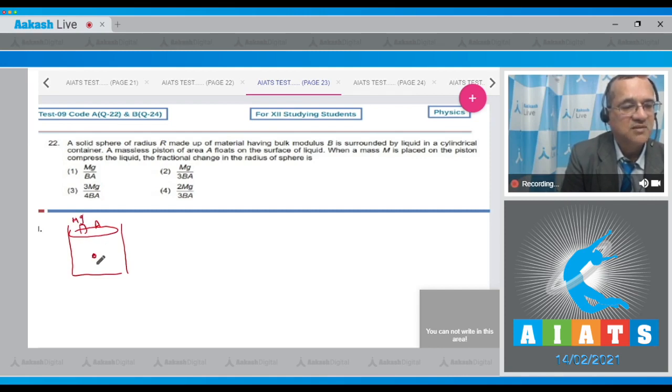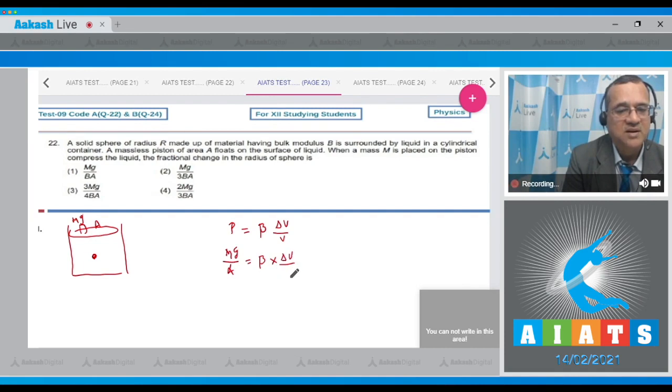Because of this one, there will be pressure, and due to excess pressure, the volume will change. And we know that if P is the excess pressure, so this would be B into delta V by V, without the sign. And pressure is equal to how much? That is equal to mg upon area, area is A, and B into delta V by V. Say mg upon BA is equal to delta V by V.